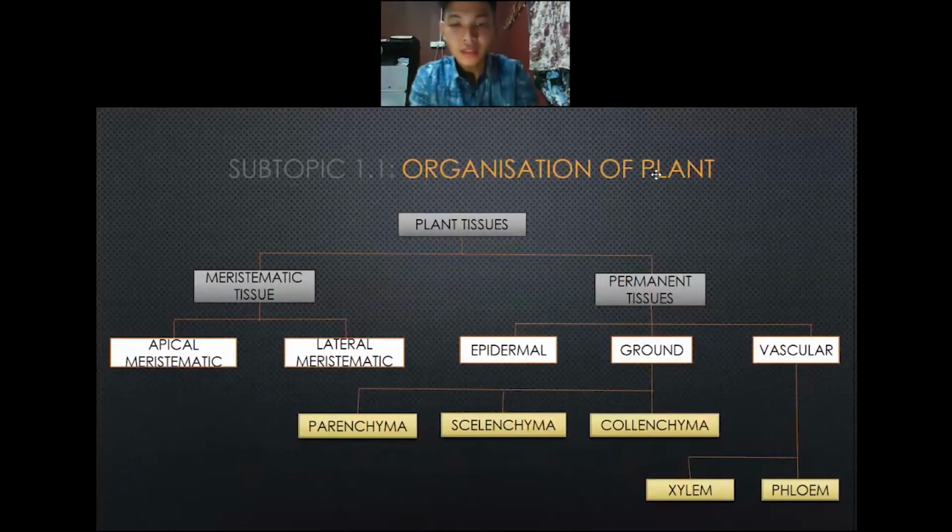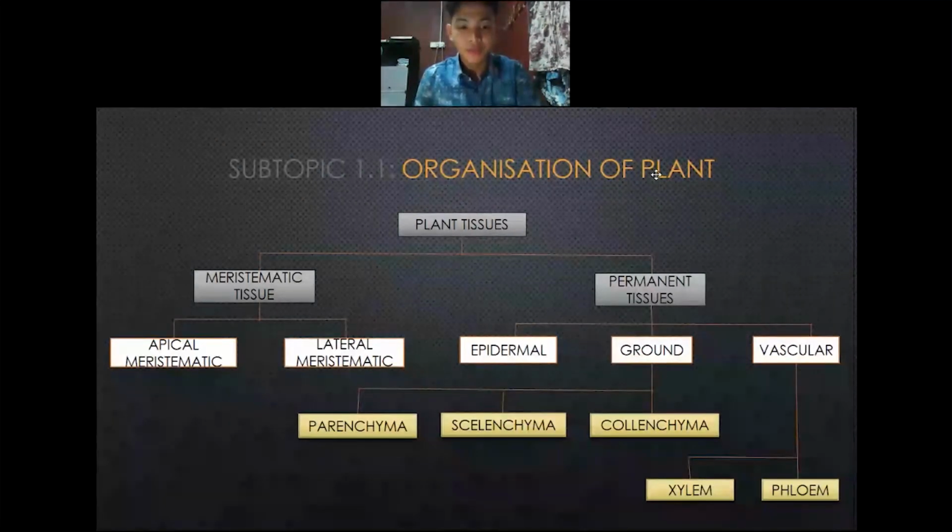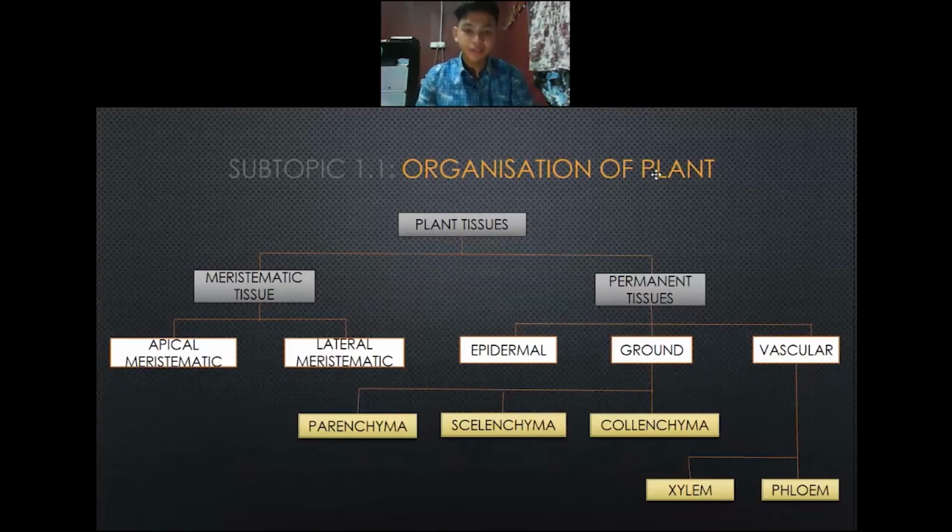Okay. For subtopic 1.1, we're going to focus on permanent tissue. Permanent tissues are mature tissues that have experienced or are experiencing differentiation. There are three types of permanent tissue, which include epidermal tissue, ground tissue and vascular tissue, each carrying out a different function.